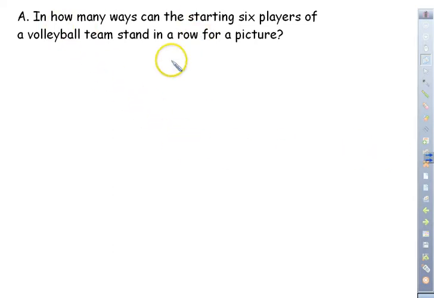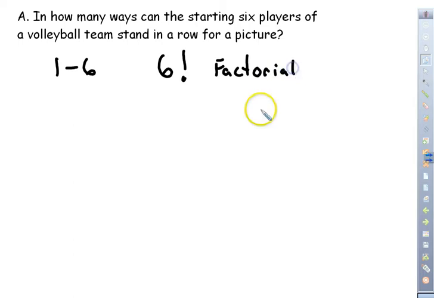So to do this, we're going to use the permutation, which is an actual factorial. In how many ways can the starting 6 players of a volleyball team stand in a row for a picture? Since you have 6 players and there are going to be 6 different positions, 1 through 6, it is what we call 6 factorial. This exclamation point is called factorial, F-A-C-T-O-R-I-A-L.